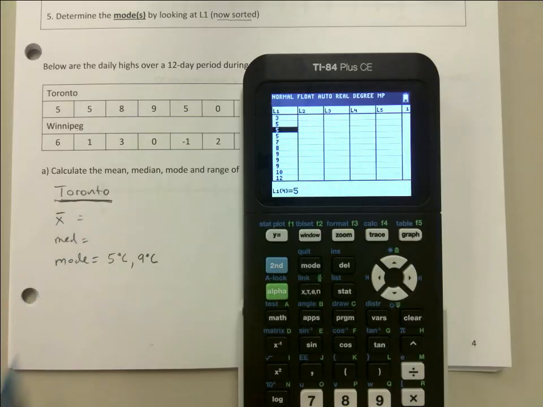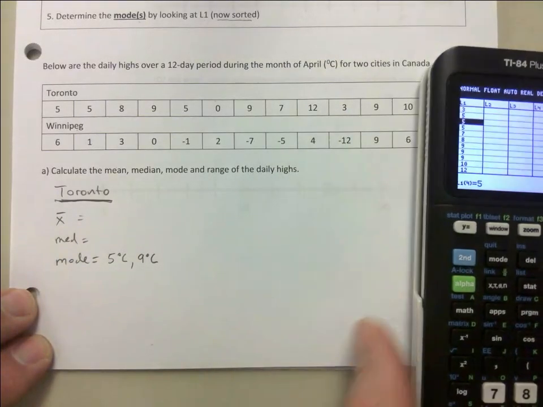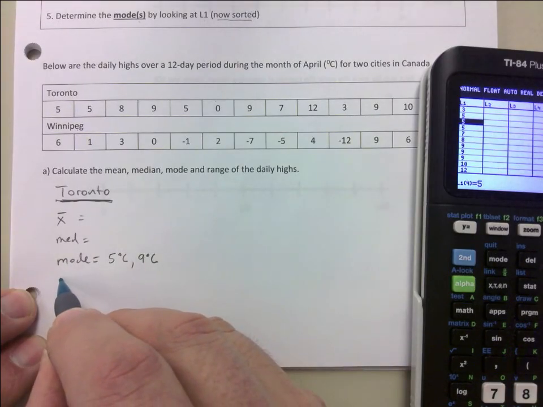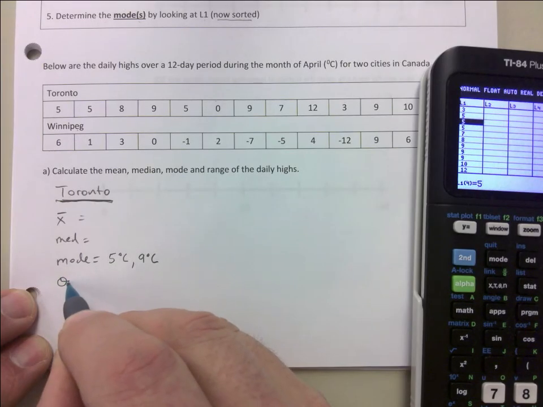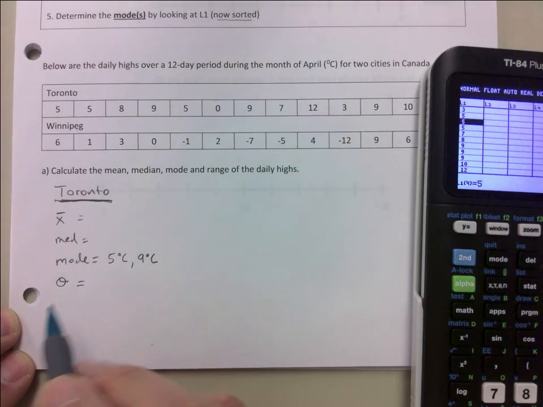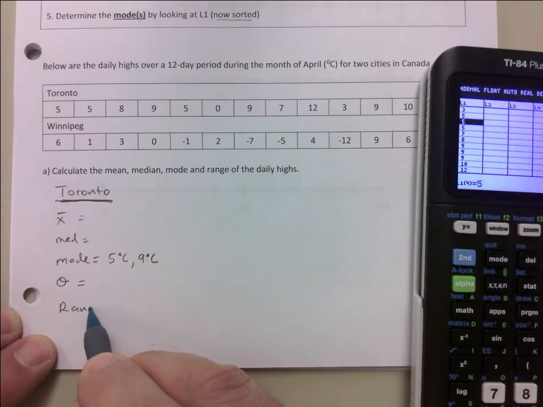For the other, we have to figure out, it didn't ask for standard deviation, but I'm going to do that anyway. So put a little lowercase sigma here for standard deviation. We're going to go ahead and find that as well. And then we're going to do the range.